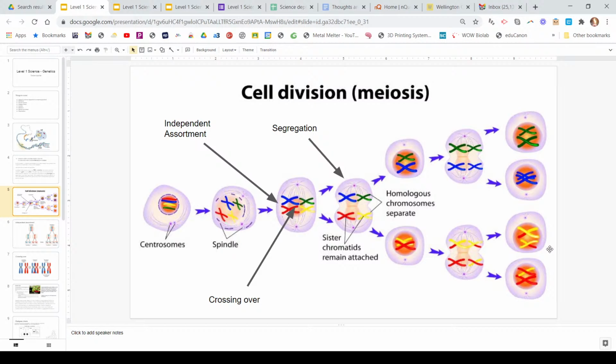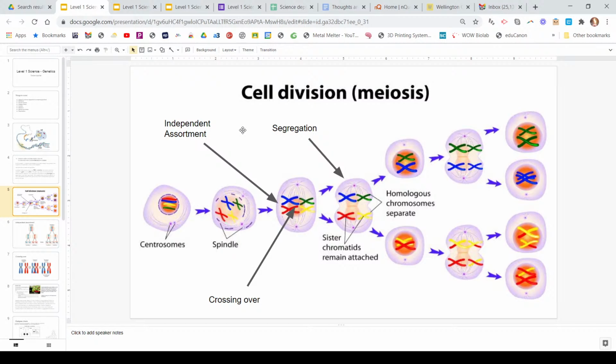There are 3 things that happen in meiosis that you might be asked to talk about, and those are highlighted with arrows on the diagram. So we've got this thing called independent assortment, and I'll go through and talk about that in a bit more detail in a moment. We've got crossing over, and we've got segregation.